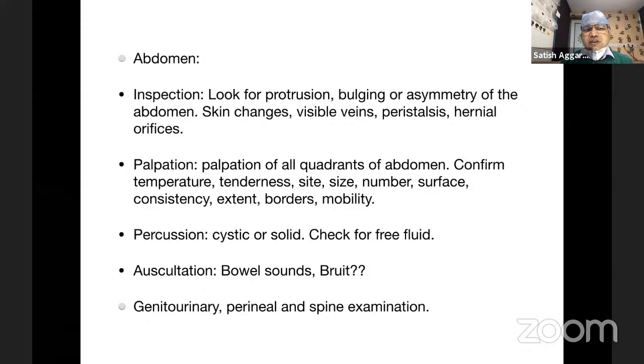And then the usual inspection, palpation, percussion, and auscultation in the abdomen, but be very limited and be gentle to the child. Don't over-examine the child. And don't forget the genital and perineal examination.